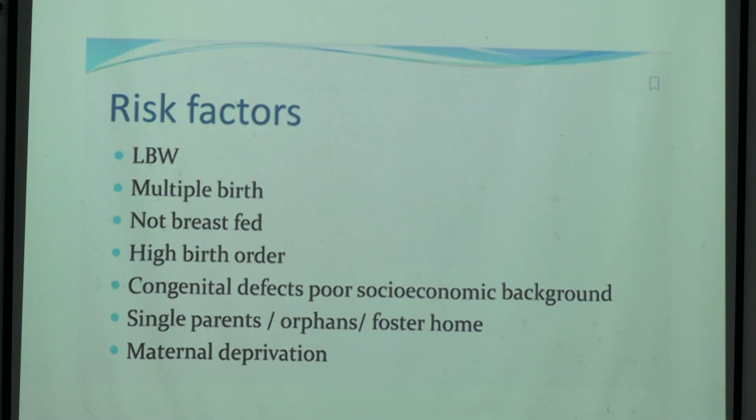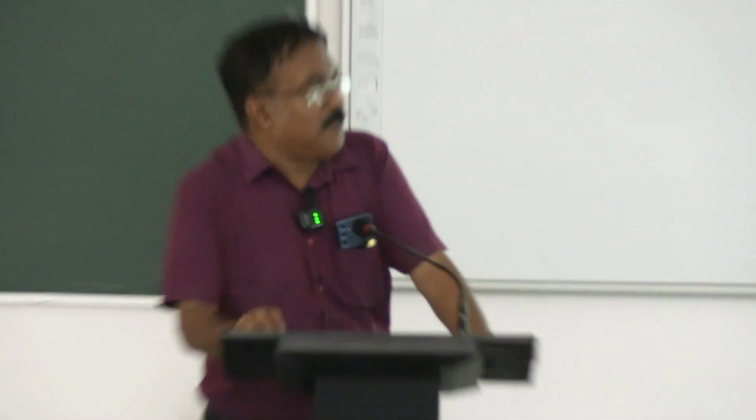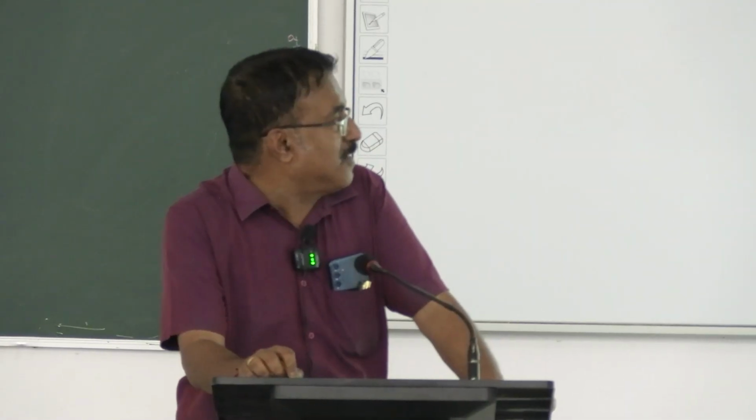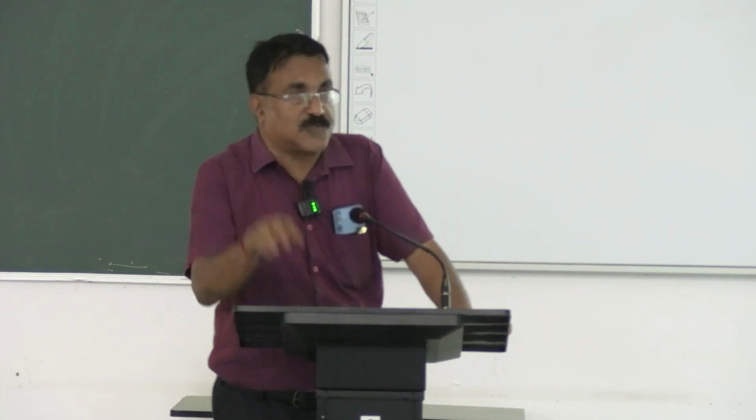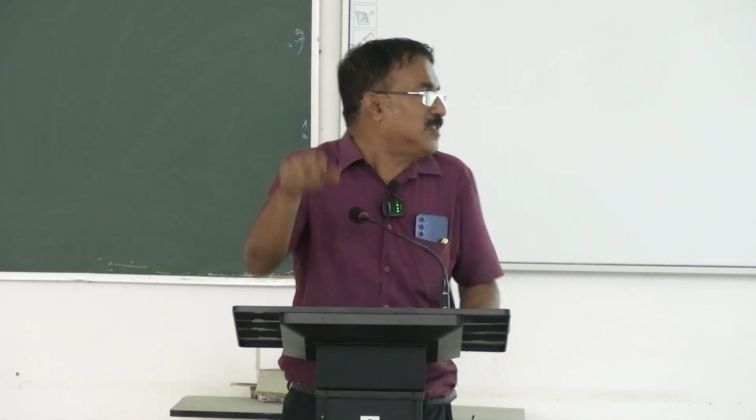Next. So you have 3 categories basically: mild PEM, moderate PEM, and severe PEM. Mild PEM: weight is below the third percentile, but above the three standard deviations. So there's a growth chart, and it tends to point downwards.